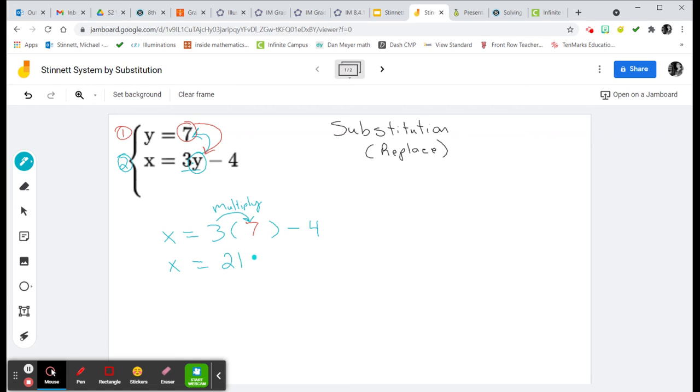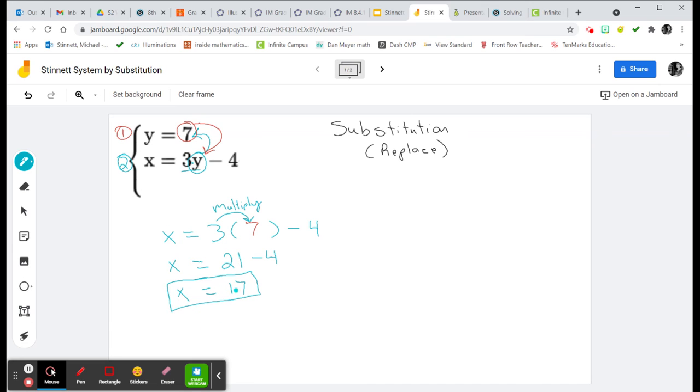We still have our minus 4. So x would equal 21 minus 4, which is 17, okay? So now we know that x equals 17, and we know the value of x and the value of y. Y equals 7 and x equals 17.